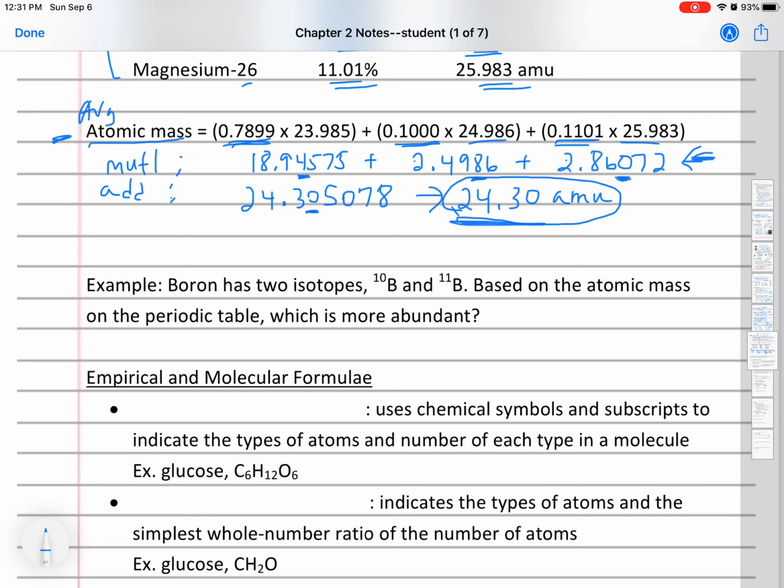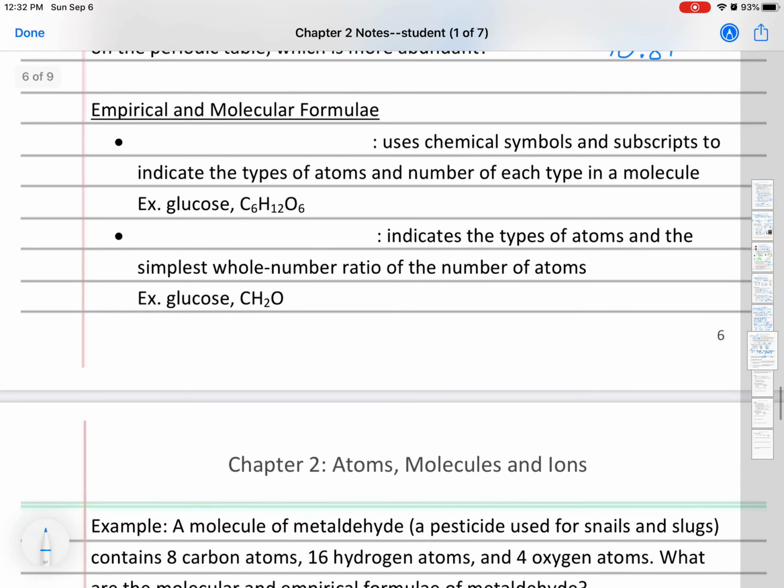So a more simple question here: boron has 2 isotopes, boron 10 and boron 11. Based on the atomic mass on the periodic table, which is more abundant? Well, if we look at the periodic table, the atomic mass of boron is 10.81, all right? Is 10.81 closer to 10 or 11? Well, that number is closer to 11, which tells us that boron 11 is going to be the more abundant of the two isotopes because the average is weighted towards the side of 11.